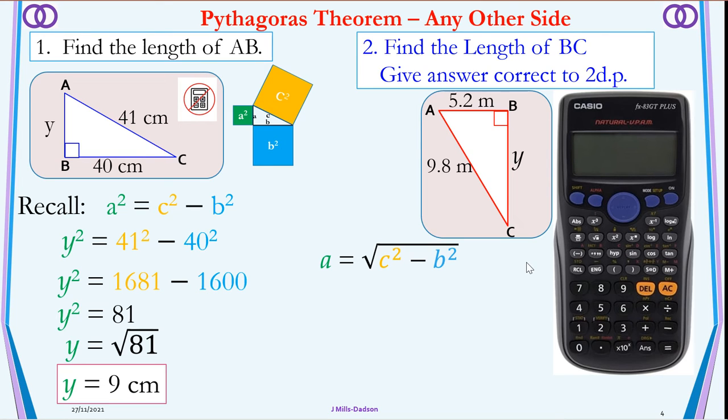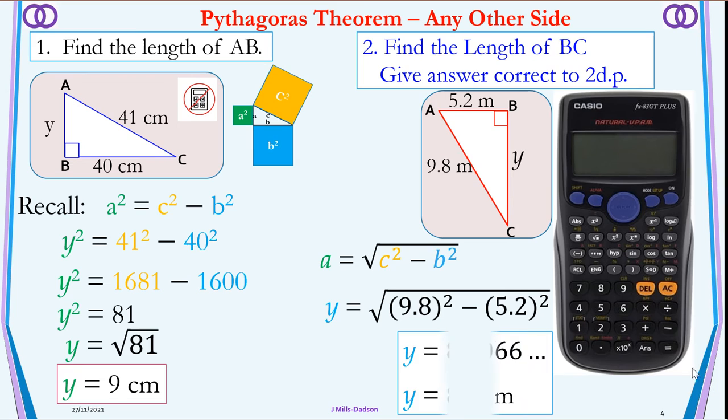So the longest side first: 9.8 squared minus 5.2 squared. Use the calculator, press the square root button first before 9.8 squared, then minus 5.2 squared. Equal sign, then you approximate accordingly.